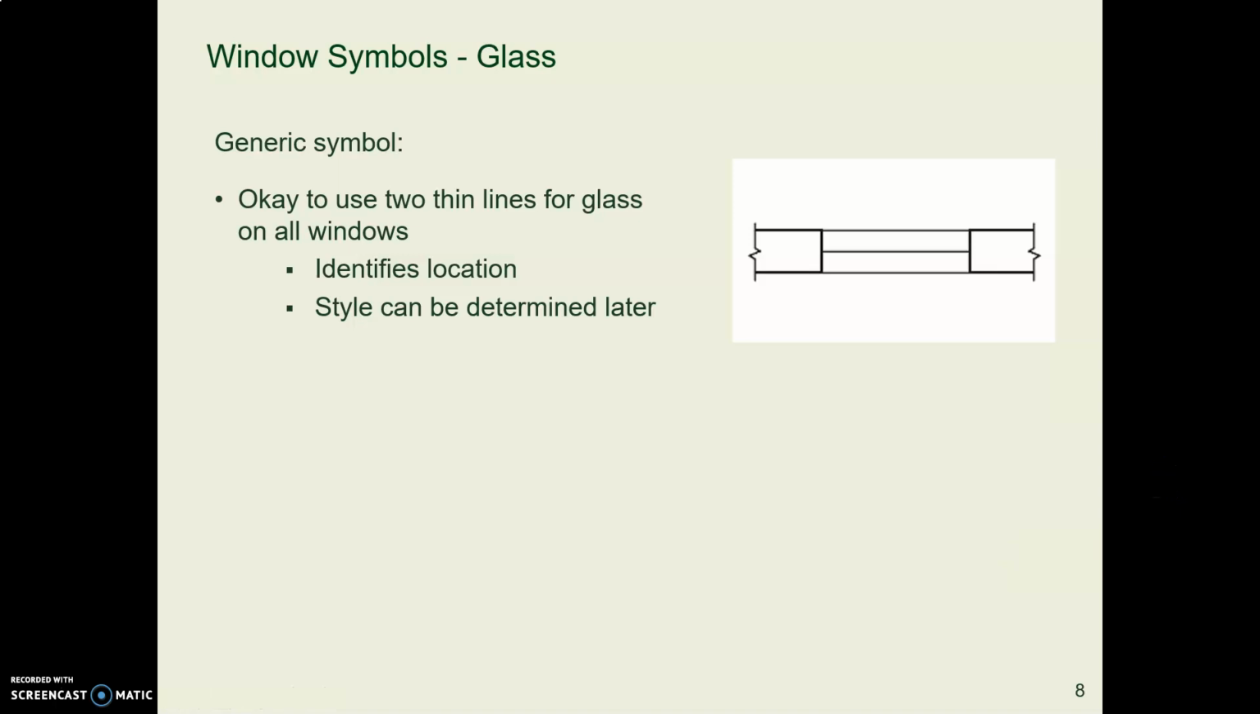Personally, I prefer to save some time and just use the plain generic symbol, and it looks like this. It's fast. As you can see, there are three thin lines. The outer two thin lines line up with the lines on the wall, and then there's another thin line in the middle. And in my opinion, that works just fine, and you don't have to fool with symbols, and you can call out what style of window it is on your schedule.